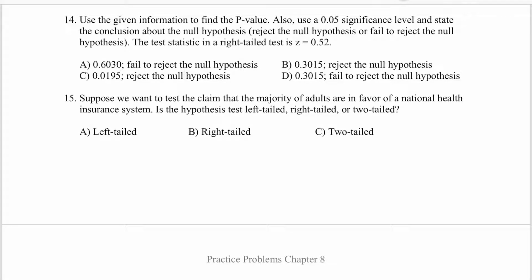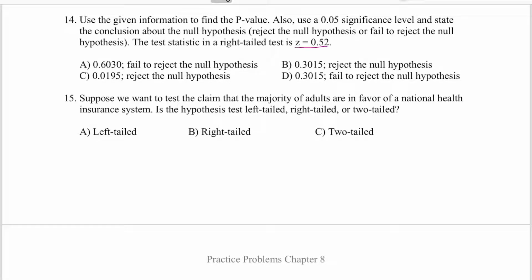Continuing on, we're going to go to number 14 here, where we're trying to determine the p-value and the significance of this test using an alpha level of 0.05. So here we're given a z right-tailed test. If you know right-tailed, our null hypothesis is in one direction, with a z value here of 0.52.